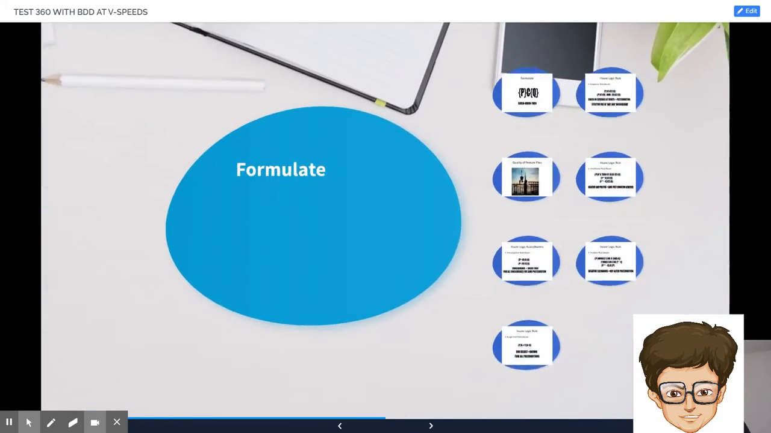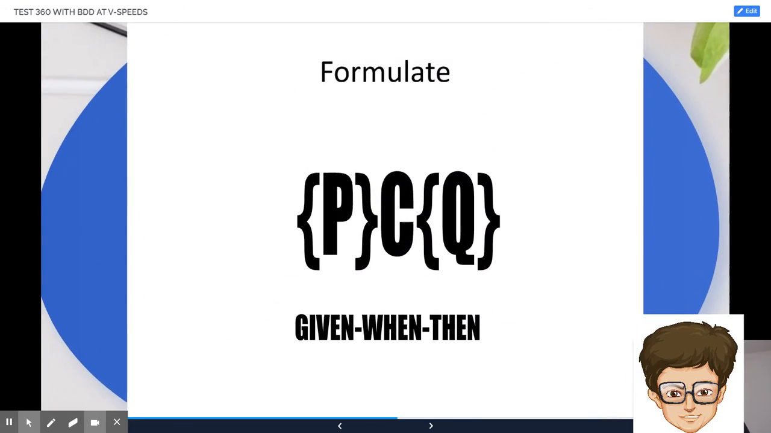The formulate phase is the phase where we start writing our feature files. Yes, the same feature files which are very popular because of Cucumber or any other tool using the Gherkin language, which is what is used to write the feature file. Before we get into writing the feature file and understanding the Gherkin language at a high level, let's look at a logic which was put forth in 1969 by a person known as Hoare, and this logic is known as Hoare logic.